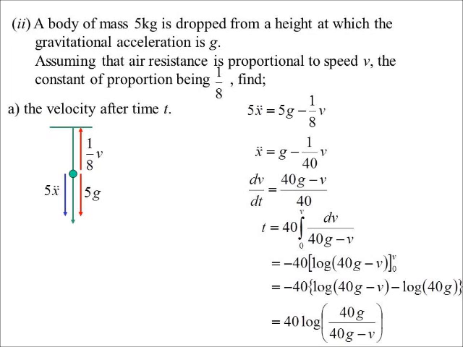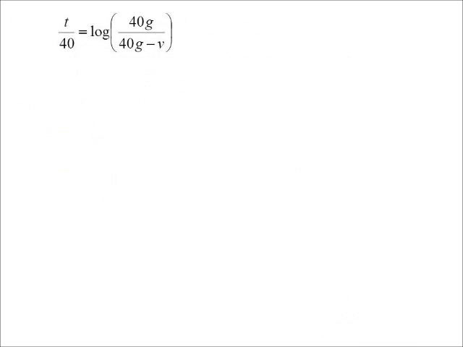But the problem is with this one, this is time in terms of velocity, and the question has asked for velocity in terms of time. All right, we're going to make v the subject of this wonderful thing. I've divided both sides by 40. So t on 40. Now we'll undo the log. So to undo the log, we exponentiate, if there is such a word. So e to the power of t on 40.